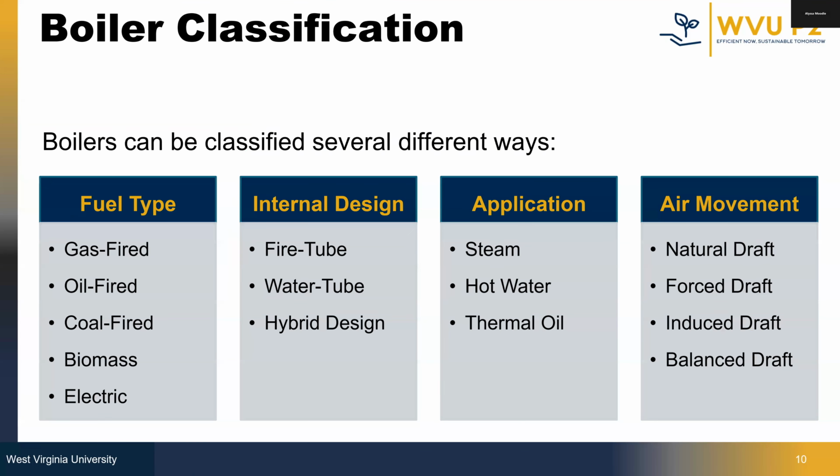So boilers can be classified by the type of fuel they accept, by the internal design, by their application, and also by how the air is moved through the boiler. There may be other classification methods, but these are four of the main design considerations. So fuel type is probably the main contributor to how a boiler is designed.